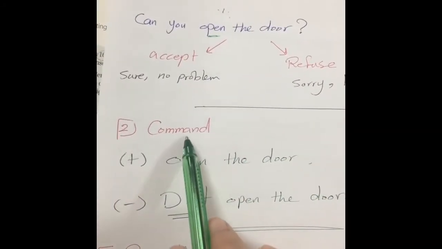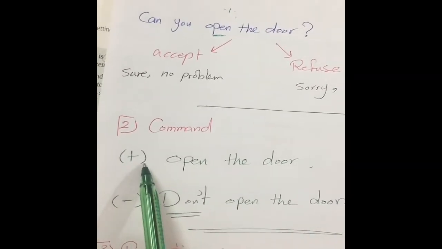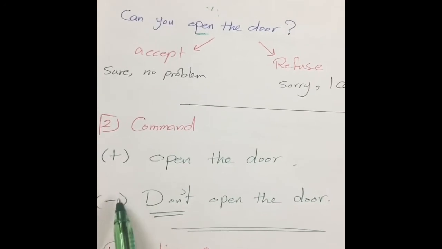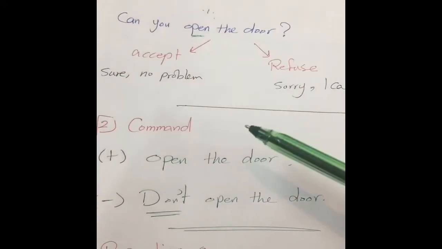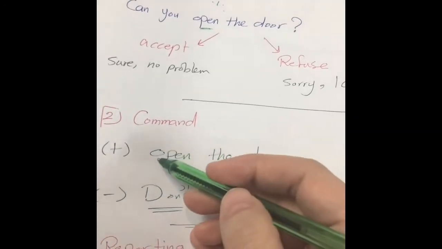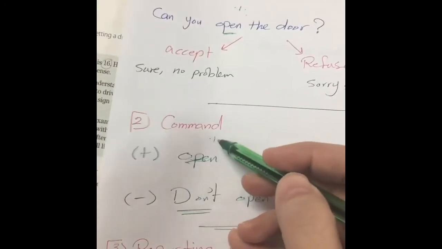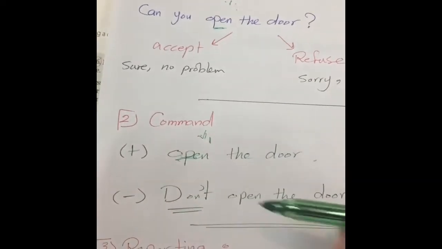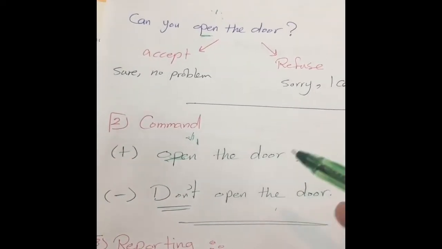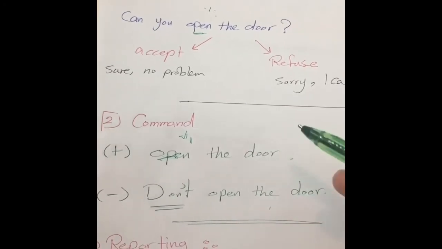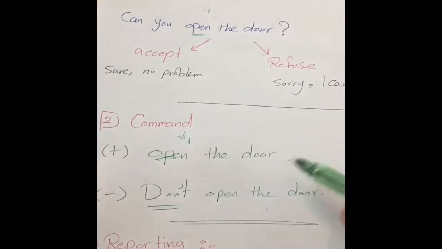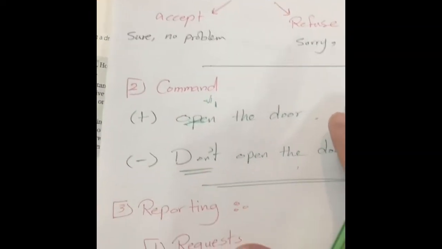Number 2, the command. It's either an affirmative or negative command. The command is less polite than the request. We say open the door. We start with the imperative. I start with verb 1. Open the door. Or don't open the door. Park the car. Don't park the car. Write the homework. Don't write the homework. So these are all commands.